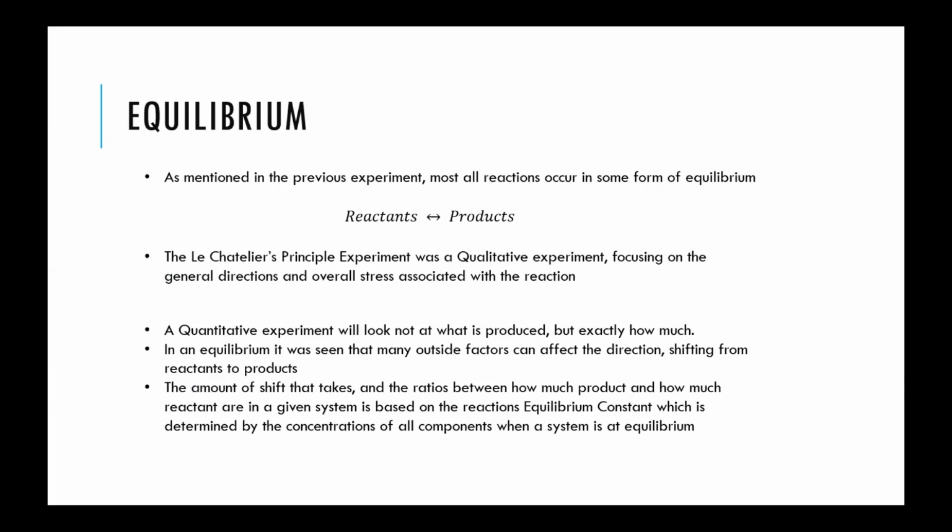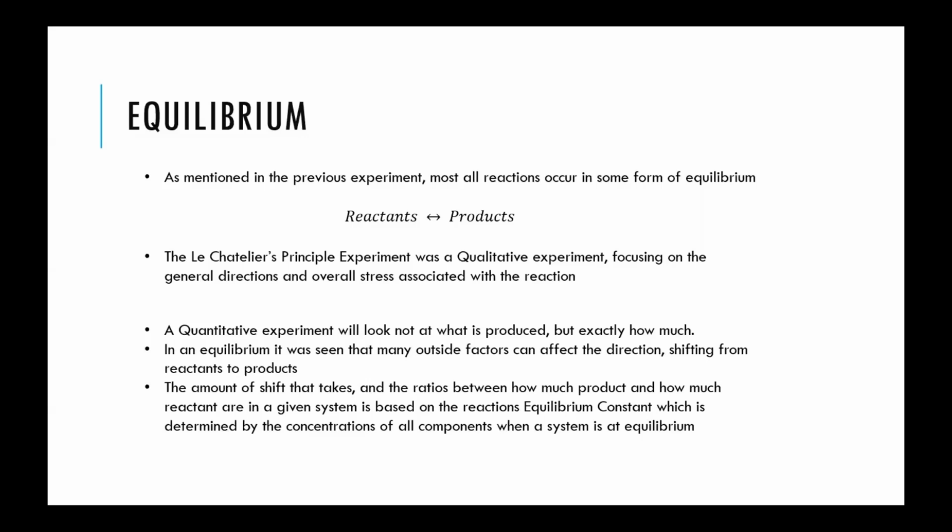So previously, looking at the Le Chatelier's principle experiment, that was a qualitative experiment. You were looking at which direction the equilibrium is going to, either products or reactants. This experiment is a quantitative experiment. You're looking at how much of the reaction is going towards the products versus the reactants.